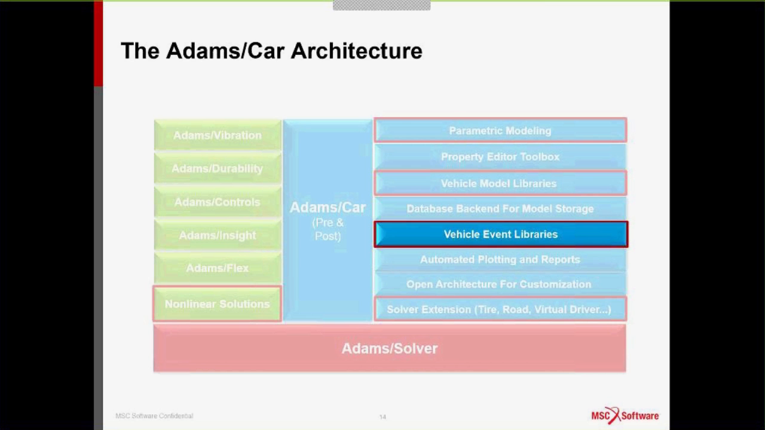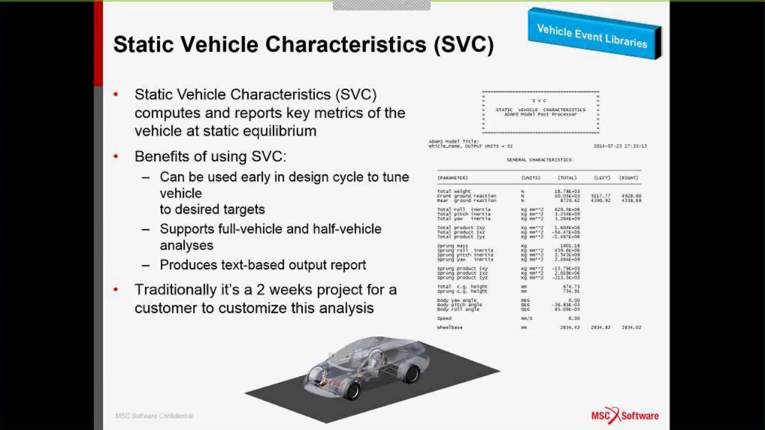Vehicle event libraries. So the first one here is the static vehicle characteristics. So this is basically what happens, and it's really a model check as much as anything else, but this is what happens as the vehicle settles under its own weight, not a dynamic event, but just coming to a 1G static equilibrium. And then the output here will give total weight, of course, but weight distribution front to rear, CG locations, moments of inertia, and things like that.